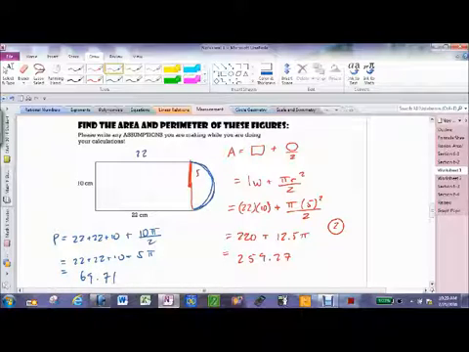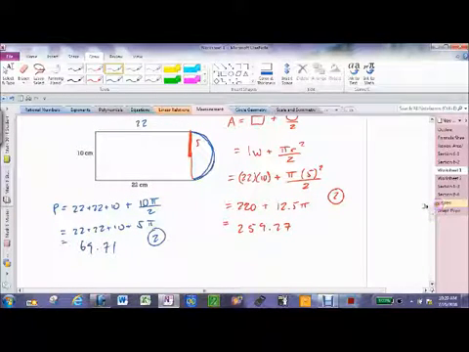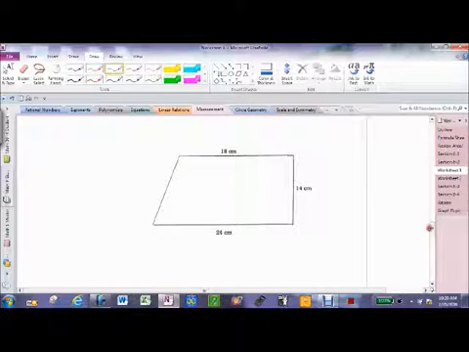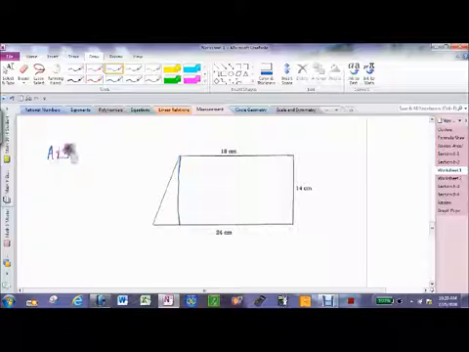69.71 for 2 marks. Did anybody get all 4 marks available to them there? Good. Now, you see how to do it, right? You take what you know and you work from there. Area of this. Well, if I cut that right there, then I've got a rectangle and a triangle, don't I? Yeah. So what's the area of the rectangle plus area of a triangle?